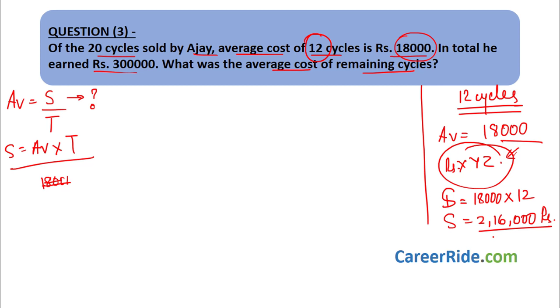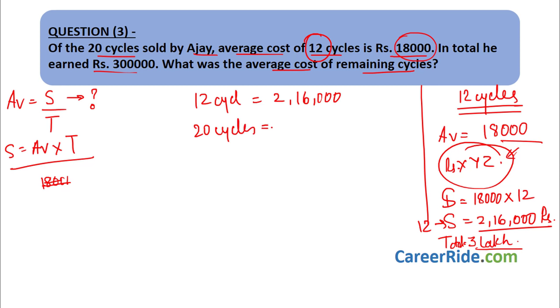How much did he totally earn? He earned 3 lakh rupees totally. Okay, this is the total of 20 cycles, right? For 12 cycles you will write over here, for 12 cycles he earned 216,000 rupees. For 20 cycles he earned 3 lakh rupees.